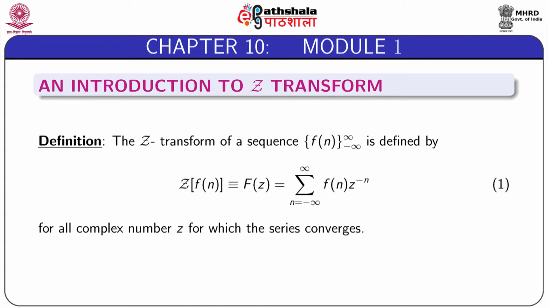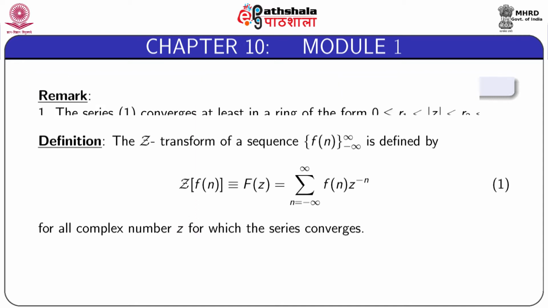The Z transform of a sequence f(n), n ranging from minus infinity to plus infinity, is defined by Z of f(n), which is denoted by capital F(z), that is equal to summation n equal to minus infinity to plus infinity f(n) z to the power minus n, as given by equation 1, for all complex numbers z for which the series converges.